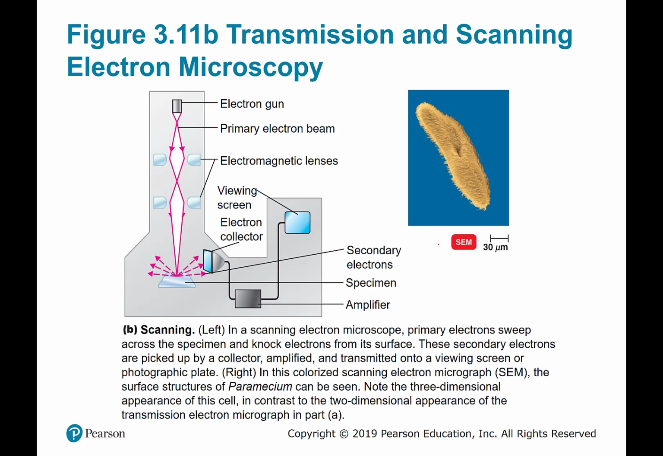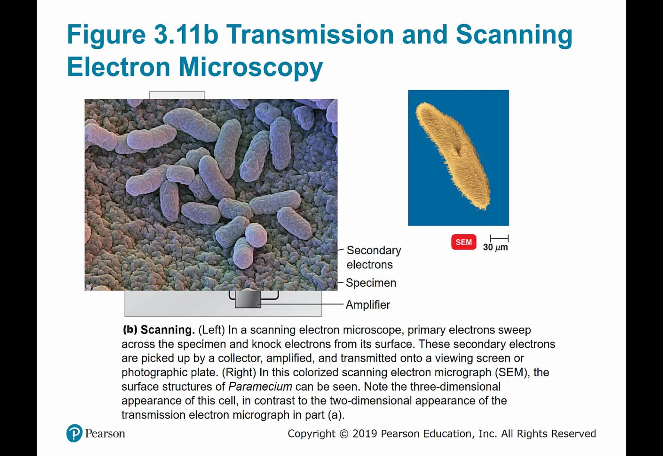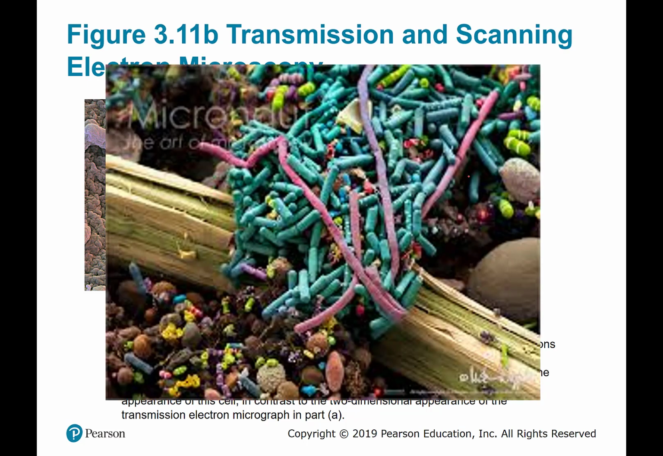And so this is showing you a paramecium that has been visualized using a scanning electron microscope. So this is showing you some bacterial cells. Generally, you're going to produce a black and white image that is later colored for the effects.